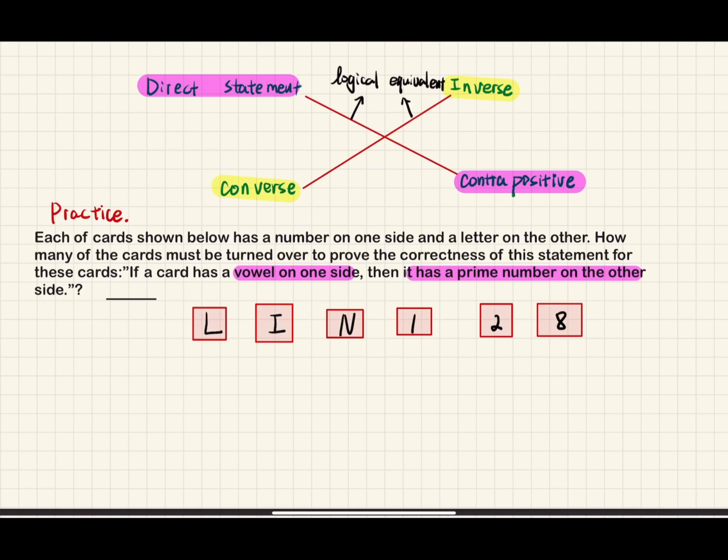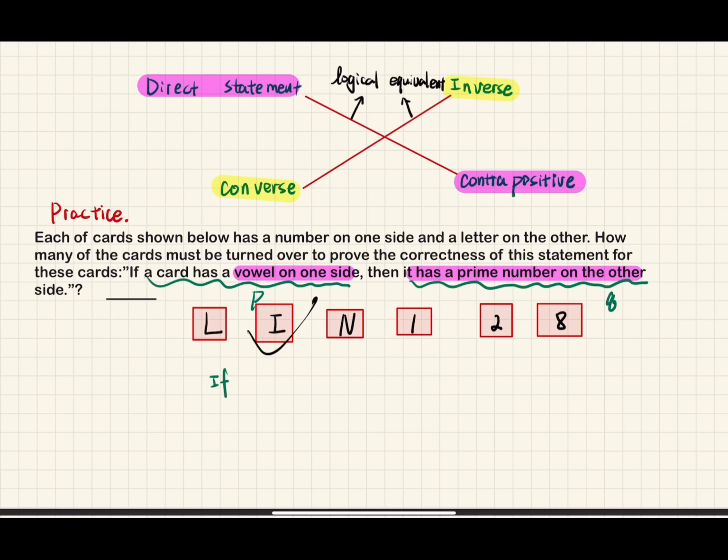And so what is the vowel? There is only one, which is I, right? So the answer is 1? No, it's not, right? When there is a statement in the sentence structure, if P then Q, you should be aware of the contrapositive. So let us write down the contrapositive of this one, right? Remember, if a card has a vowel on one side, we consider this as P, and has a prime number on the other side, we consider this as Q. The contrapositive should be, if not Q, then not P. So we write it down here.